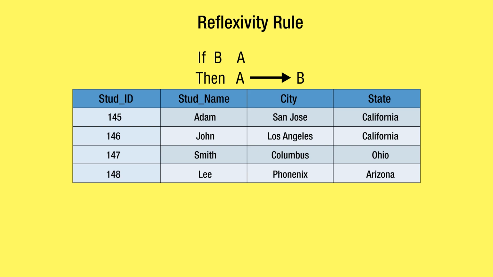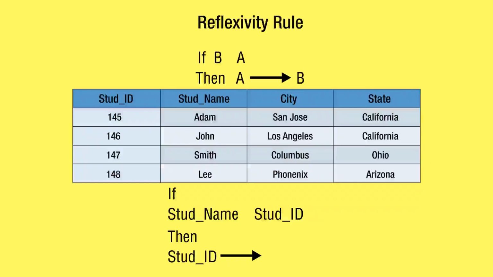Reflexivity rule states that if B is a subset of A, then A functionally determines B. Let us take the student table as an example. If student name is a subset of student ID, then we can say that student ID functionally determines student name. This means only if we know the student ID, then we can determine the student name.